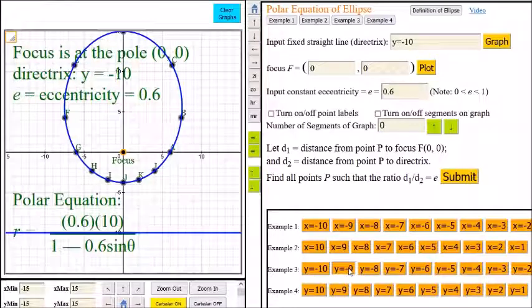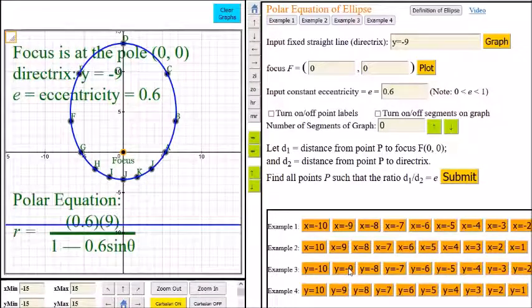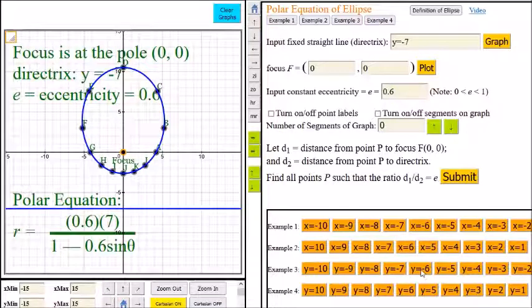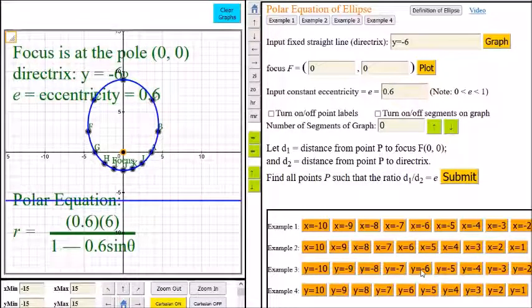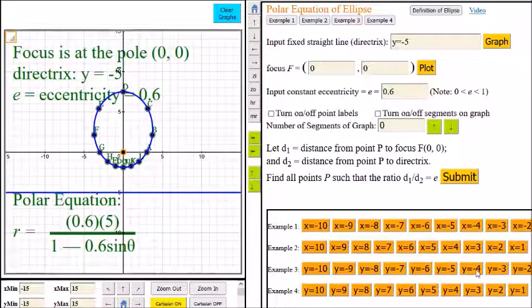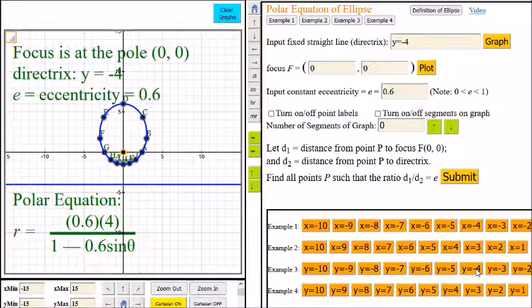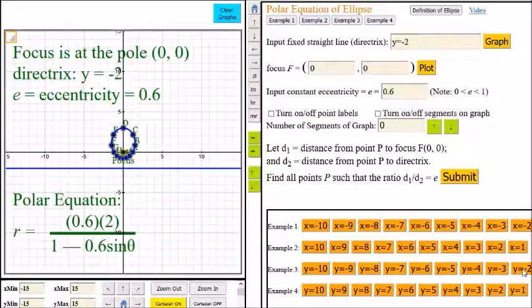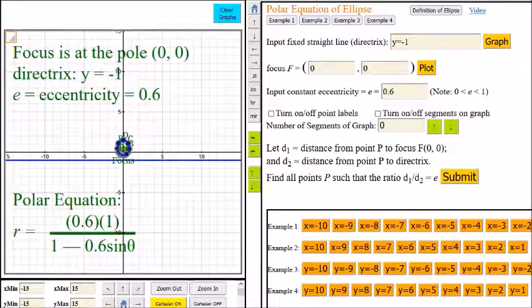And here's negative 9. The directrix is y equal to negative 9, negative 8, negative 7, y equal to negative 6, negative 5, and here's y equal to negative 4, negative 3, negative 2, and negative 1.